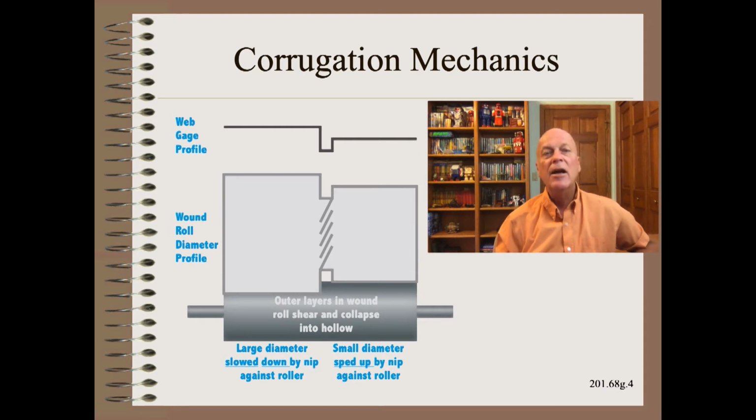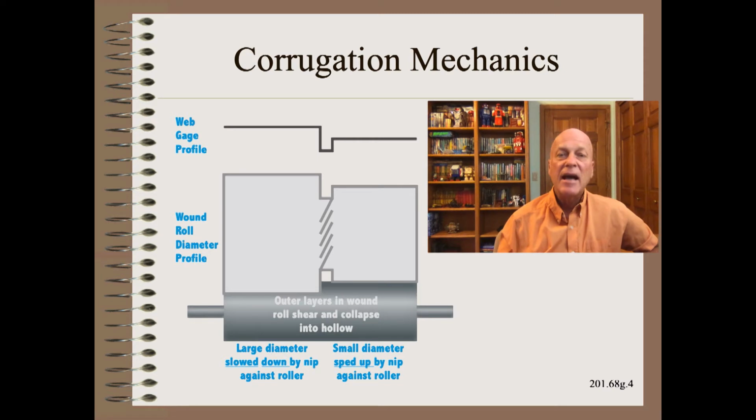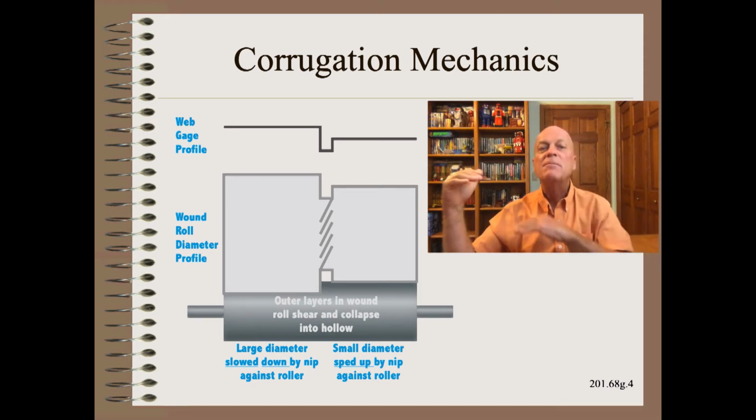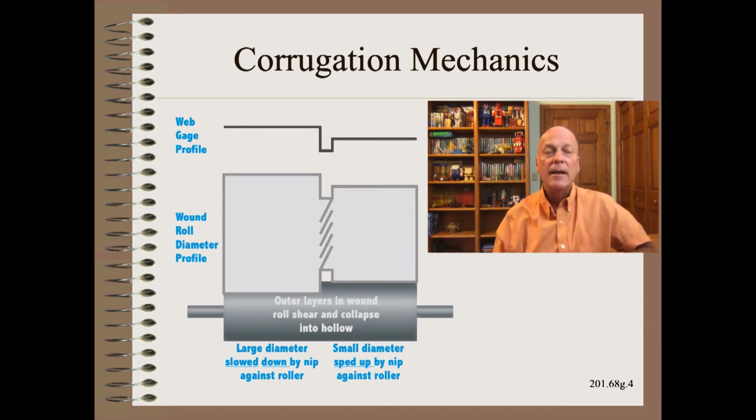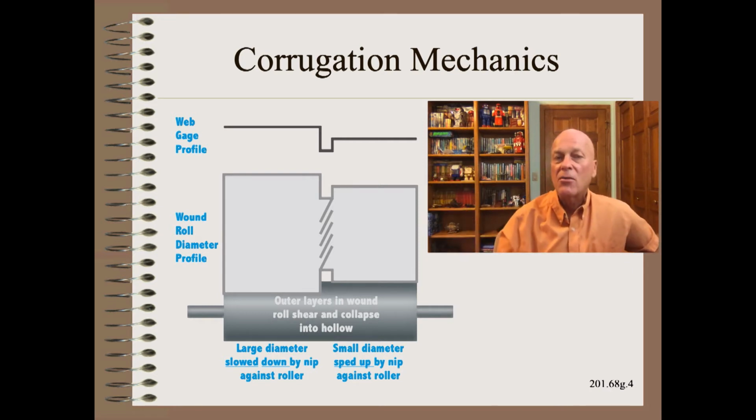Yet, the nip will not allow this speed difference. Instead, it slows the big part down and speeds the little part up a tiny bit. Yet, this may be enough to twist the outer layers of the roll because that area in between is low and thus provides little support or little resistance to shear wrinkling.